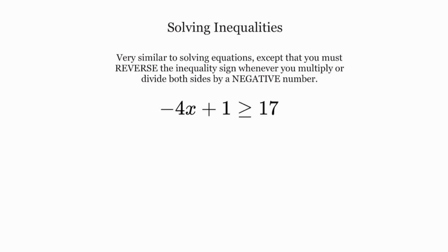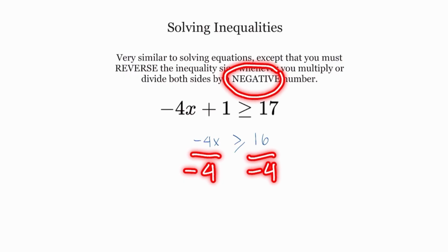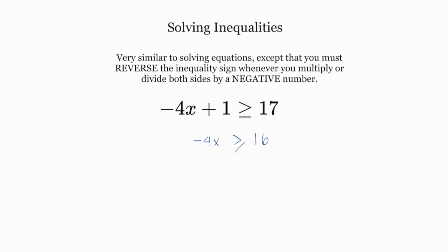So let's start here. Essentially, again, we want to isolate whatever has an x associated with it. So we subtract 1 on either side. That does not change the sign of the inequality. Now, however, we're dividing by -4 on both sides, meaning we have to flip this inequality sign. So it becomes x smaller or equal to -4.